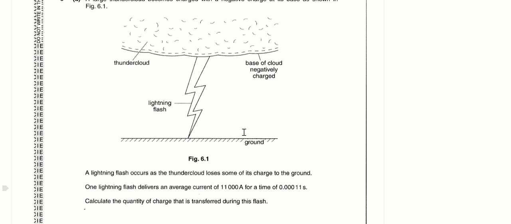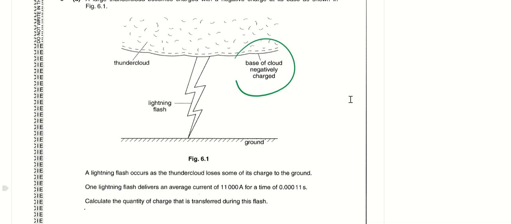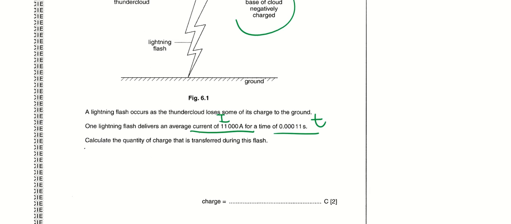Okay, question 7. I think this is electrostatics or electricity. A large thundercloud becomes charged with a negative charge at its base, as seen over here. As shown in figure 6.1, a lightning flash occurs as a thundercloud loses some of its charge to the ground. One lightning flash delivers an average current, so this is actually my I, for a time of 0.00011 seconds. So this is time. So current I and time are given. Calculate the quantity of charge.